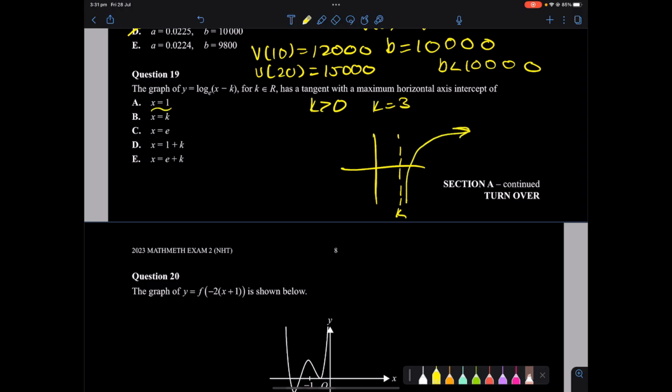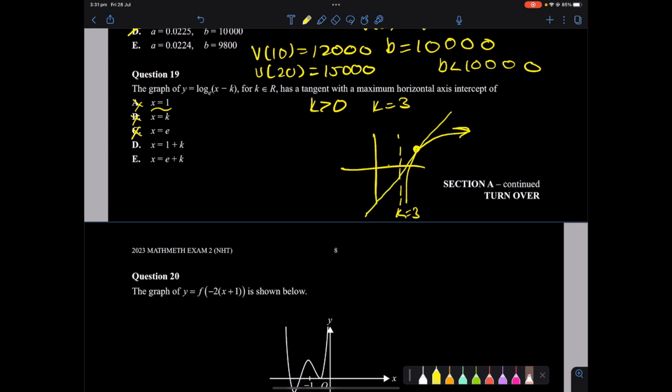If we're going to let x equal 1, the tangent at x equals 1 wouldn't even exist over here if we're saying k is equal to 3. What about x is equal to k? Nope, wrong. It's because it's an asymptote. There's no tangent to it. What about x equals e squared? Still wrong, because it's still over here. What about x equals 1 plus k? So k plus 1, which is 4, which is over here.